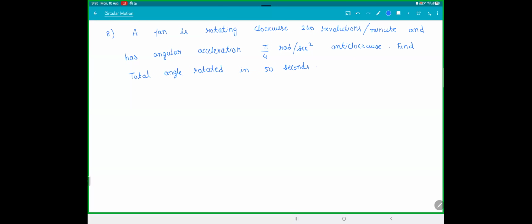Again, be careful here. I'm not asking you the angular displacement. Total angle rotated means whether you rotate clockwise or anti-clockwise, you have to add it up. So this is similar to distance. It doesn't matter how the fan rotates, clockwise or anti-clockwise, it'll always add up. So be careful. Initially it is rotating clockwise, but the deceleration is anti-clockwise. Let's see how you will do this.